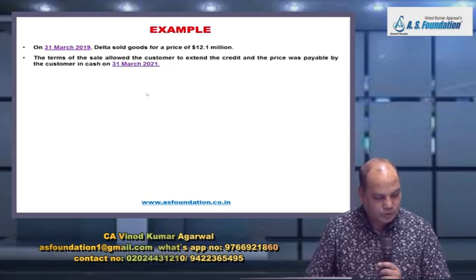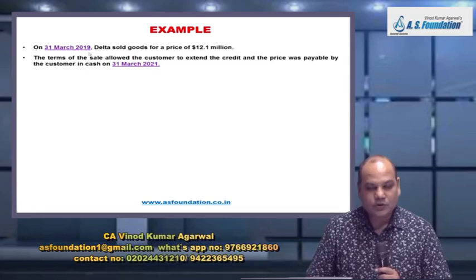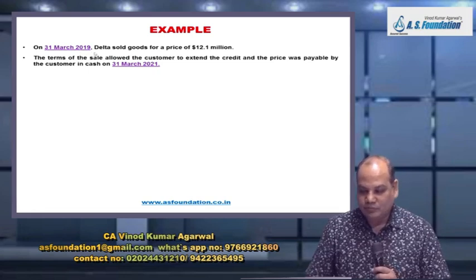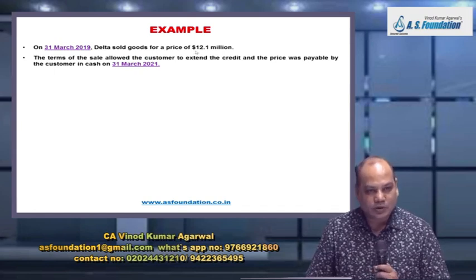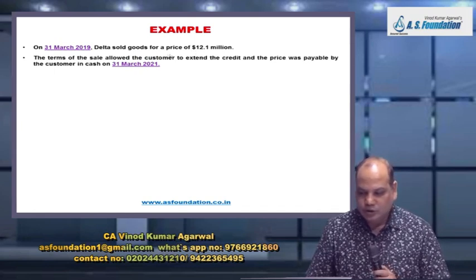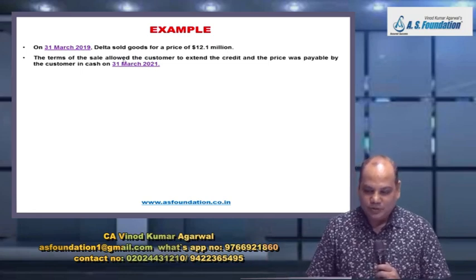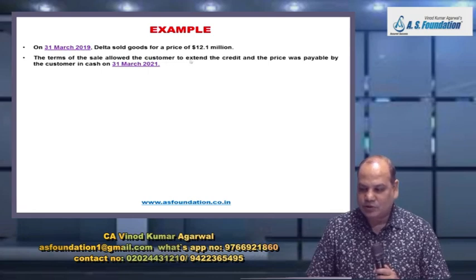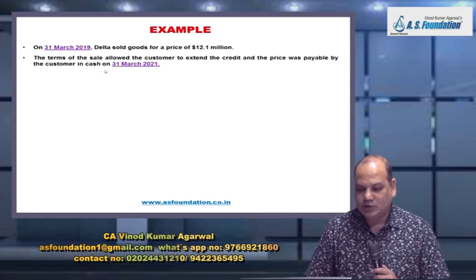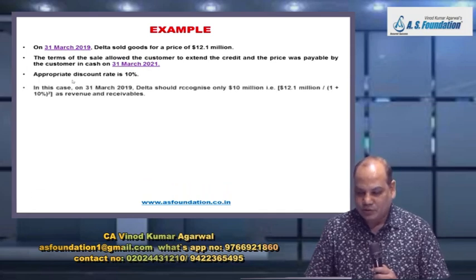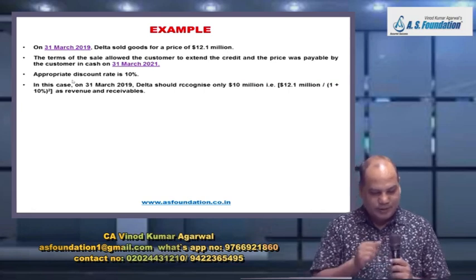Now we will solve one question. On 31st March 2019, Delta sold goods for a price of $12.1 million. Important question, because this will be part of a bigger problem. The terms of this sale allowed the customer to extend the credit, and the price was payable by the customer in cash on 31st March 2021. The appropriate discount rate is 10%.